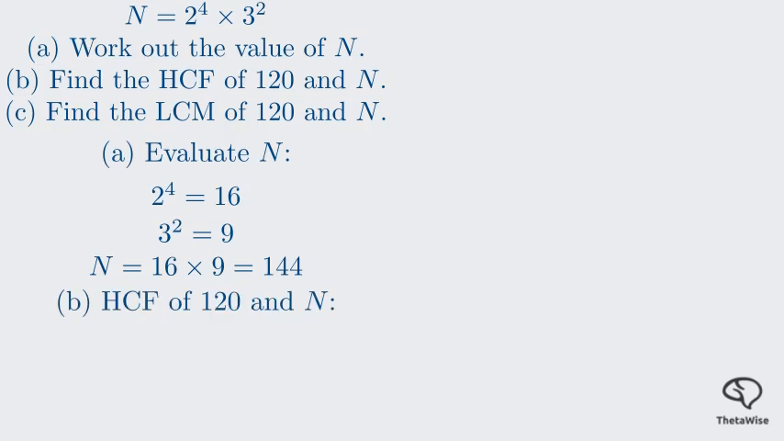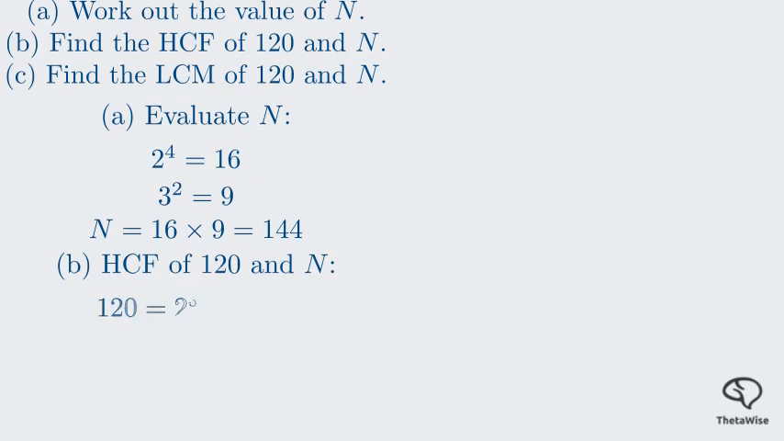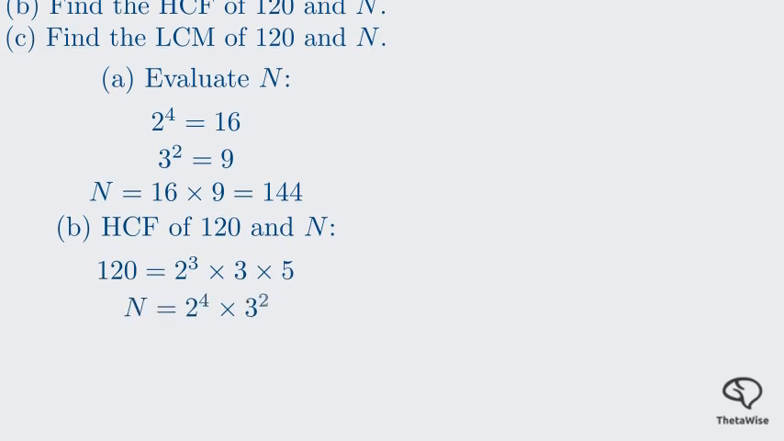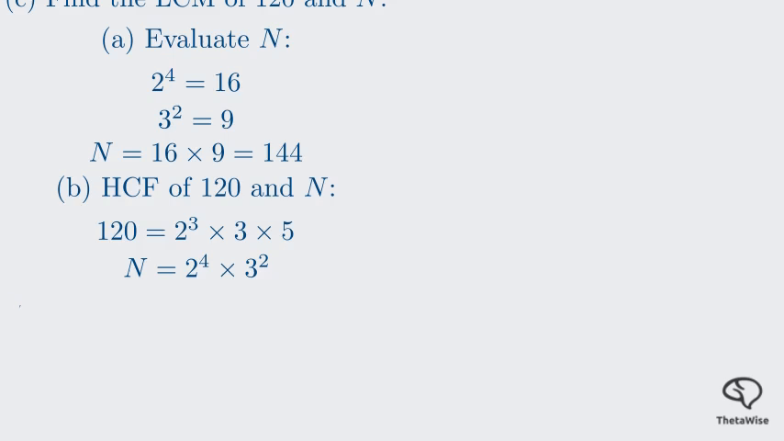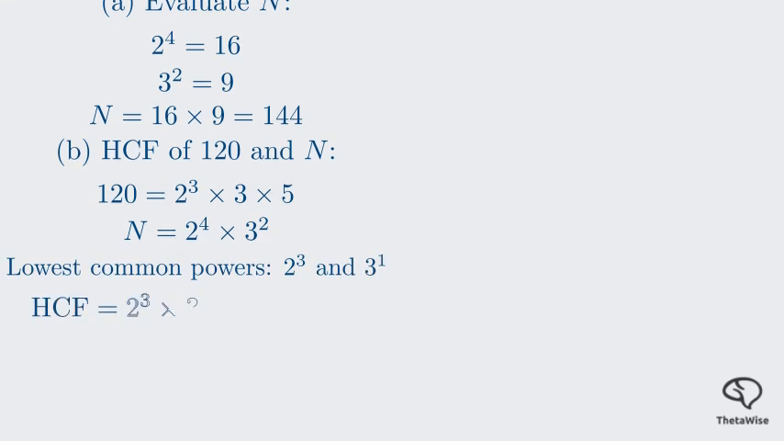For Part B, to find the highest common factor, it's best to write 120 as a product of its prime factors as well. 120 equals 2 cubed times 3 times 5. Now compare this to n, which is 2 to the power of 4 times 3 squared. The HCF takes the lowest power of every common prime factor. For the factor 2, the lowest power is 2 cubed. For the factor 3, the lowest power is 3 to the power of 1. HCF equals 2 cubed times 3, which is 8 times 3, giving 24.